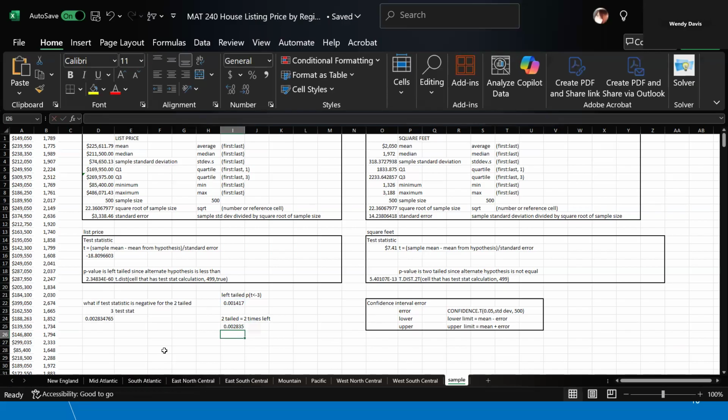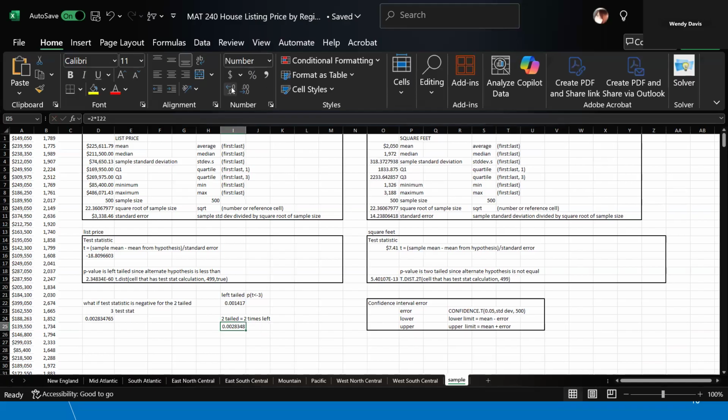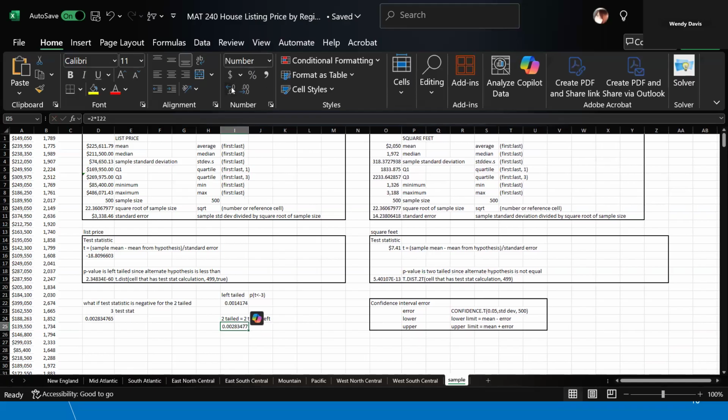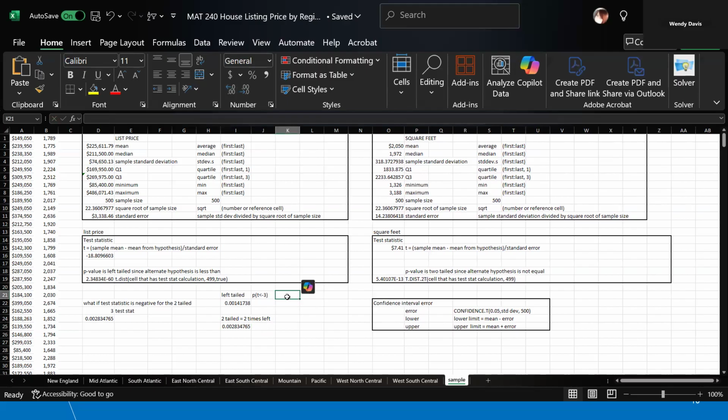And you can see these came out the same. If I make this bigger, you can see how it's the same. This one's probably the easiest thing. If your test statistic is negative for two-tail, just make it positive, and I'll show you why on our PowerPoint. Speaking of which, we'll go back to that.